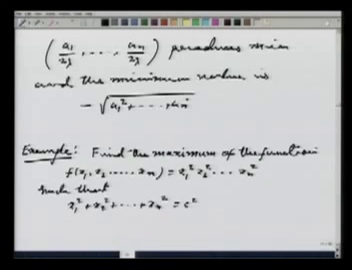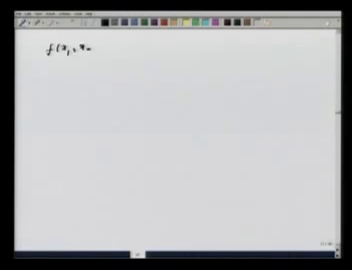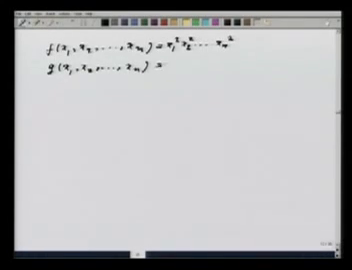Look at the given function f, which is given by x1 square into x2 square up to xn square, and we want to maximize the function over the sphere x1 square plus x2 square plus xn square equals c square. That means it's a sphere of radius c. So what I do is I proceed with the given one, that f of x1, x2, xn is x1 square, x2 square up to xn square, and the function g is given by x1 square plus x2 square up to xn square. So we have to start with again the method of Lagrange multipliers.